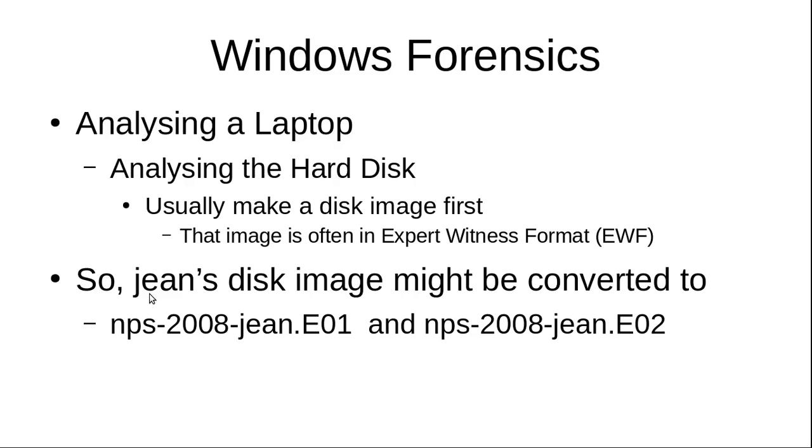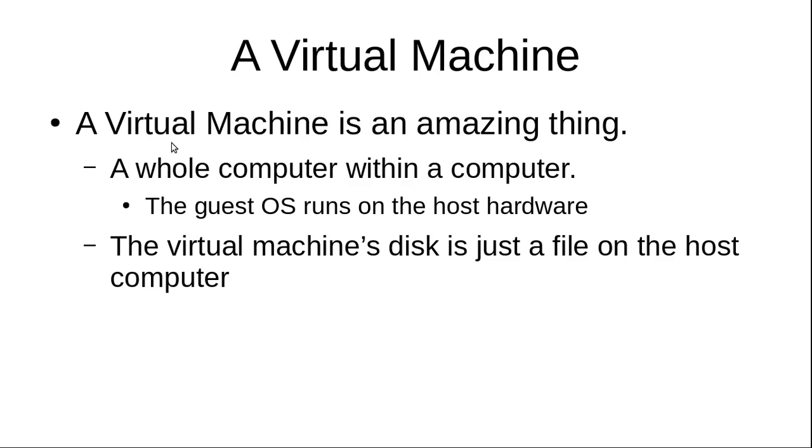So for example, if you have somebody called Jean, their disk image might be converted to 2 EWF files, for example E01 and E02. Okay, now I want to talk about a virtual machine, which is an amazing thing, a whole computer within a computer. And we say the guest operating system runs on the host hardware. So a virtual machine's disk is just a file on the host computer. The host is the computer which is going to run the virtual machine, and the guest will be the operating system that is running within the host.